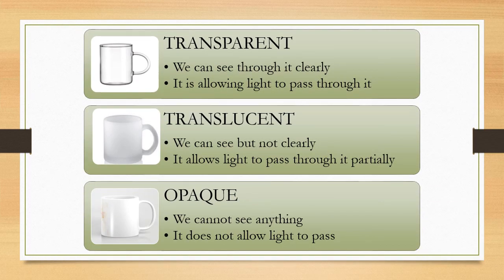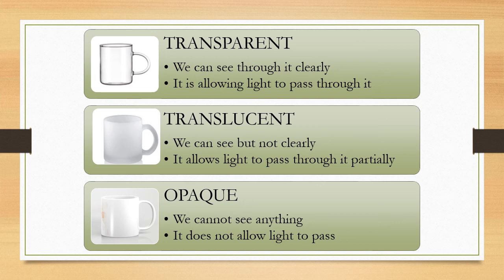So next, we had studied in the previous class, chapter number 4, about transparent, translucent and opaque objects. So what is this transparent? Transparent means we can see through it clearly. It is allowing light to pass through it. Such objects we call them as the transparent objects. What are these translucent objects? Translucent objects, we can see through them but not clearly. It allows light to pass through it partially. You can see it in the picture, right?